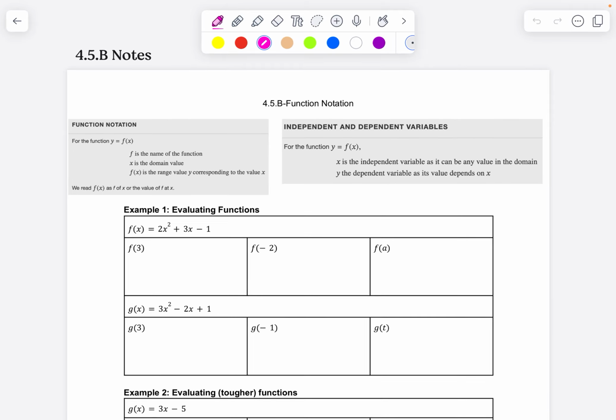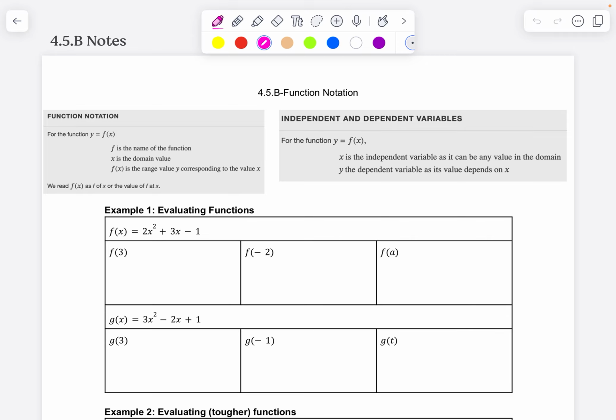Hello friends, today we're going to talk about function notation and evaluating functions.